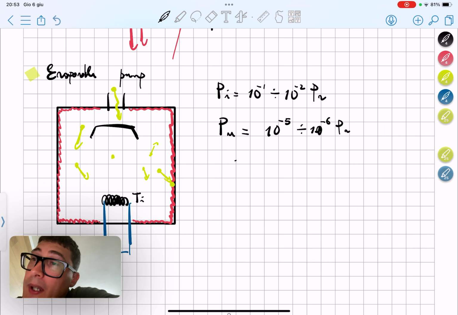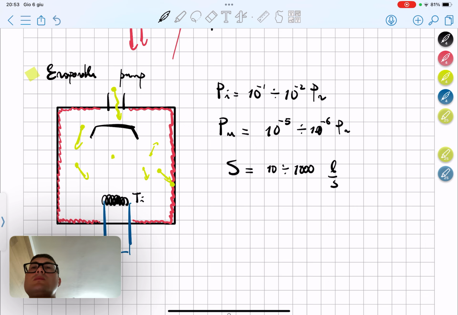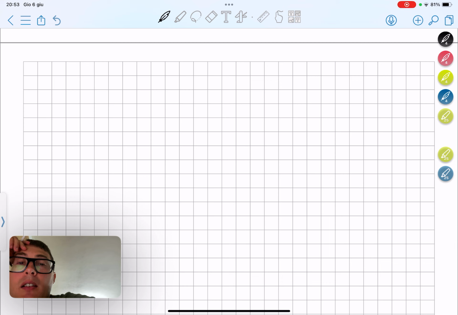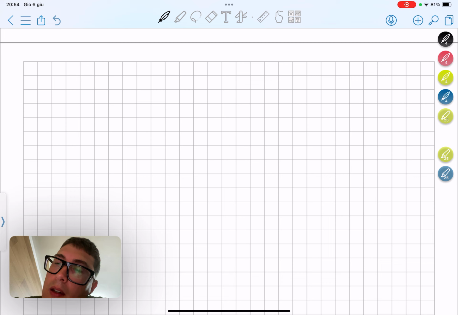With a pumping speed which is somehow very high. Maybe not 40, but from, let's say, 10 to also 1000 liters per second. I just remember that I didn't talk about another type of pumps, which is essentially a very good type of pumping.